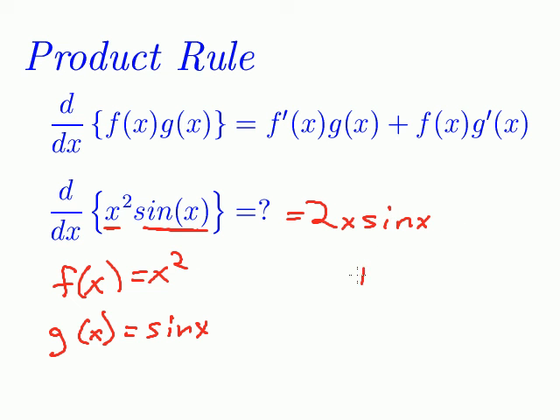And then we need to add a term where we leave f alone, so that's x squared, times g prime. Now the derivative of sine is just cosine, so that's cosine of x. And that's it. Not too hard. Well, that's basically all there is to say about the product rule.